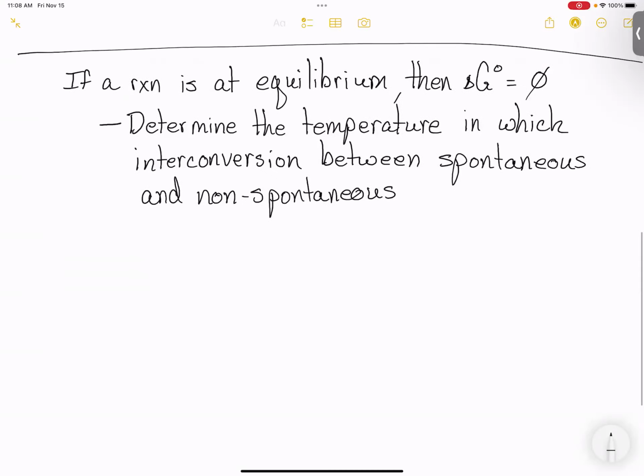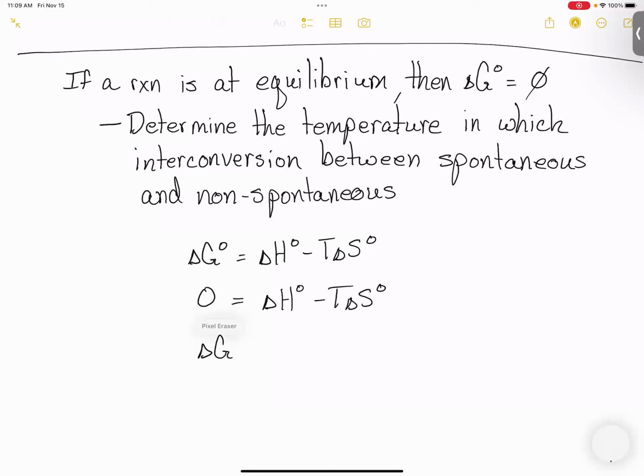The way this works is if you take your delta G naught is equal to delta H naught minus T delta S naught, and if delta G naught is equal to 0, that is equal to delta H naught minus T delta S naught. Rearranging this equation and solving for the temperature, you will get that delta H naught divided by delta S naught will equal this temperature that we're talking about, where the spontaneous will change to non-spontaneous, or where non-spontaneous will change to spontaneous.